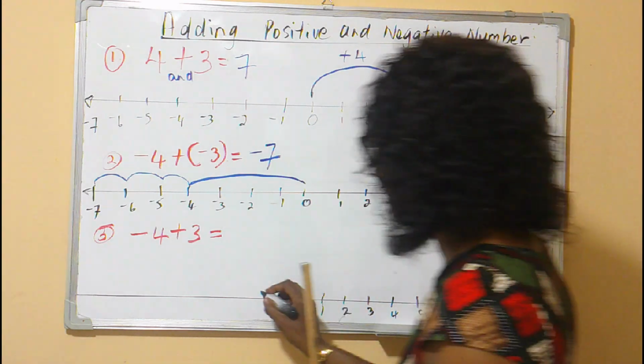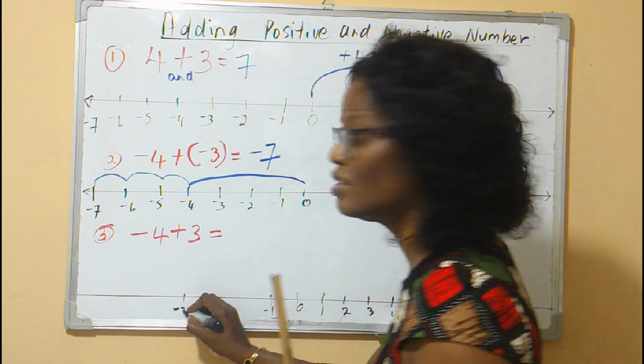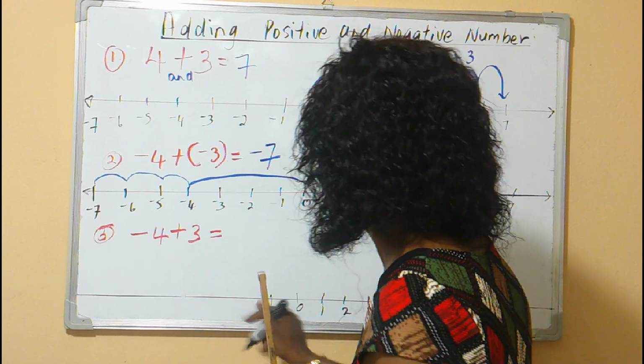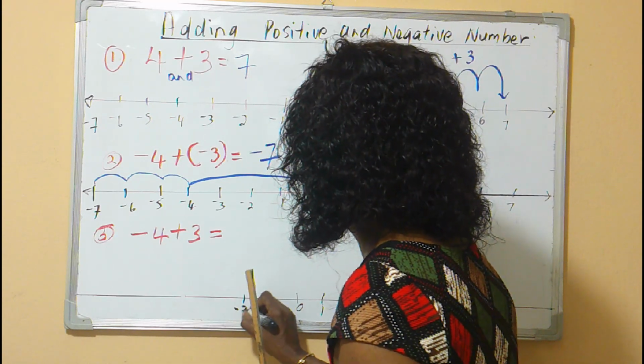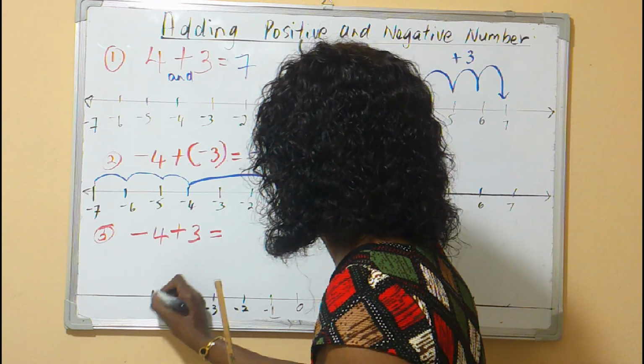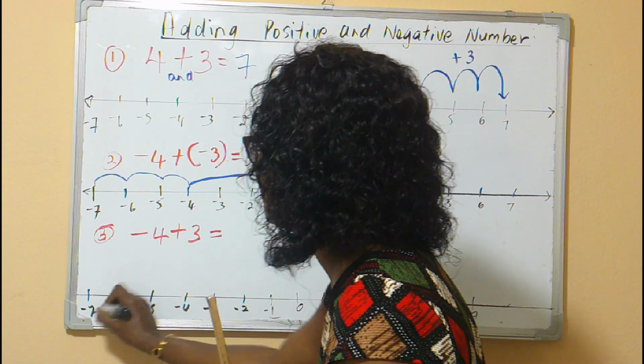So you can't have negative 1 here and then all over there is negative 2. That doesn't make sense. It's equal space between each number. Negative 2, negative 3, negative 4, negative 5, negative 6, and negative 7.